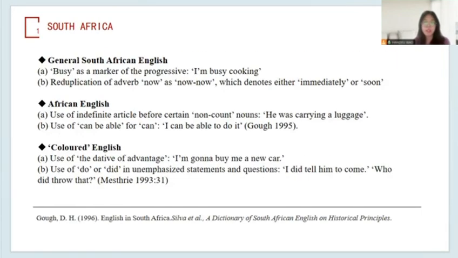Here are some examples of South African English. The first one, General South African English: busy as a marker of progressive, as in "busy cooking." And the second one, African English: "I can be able to do it."